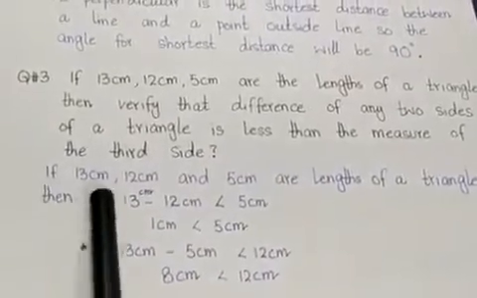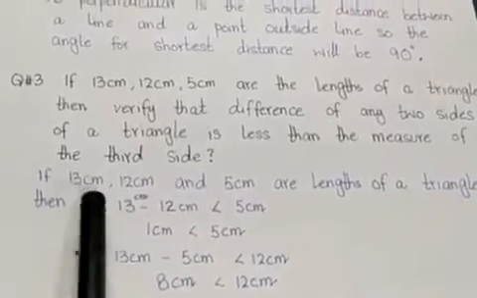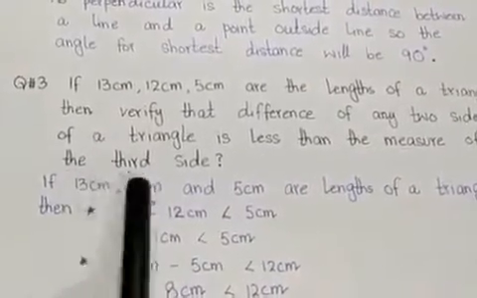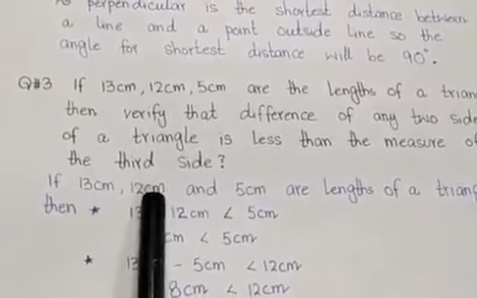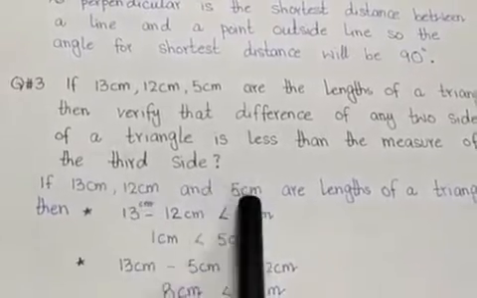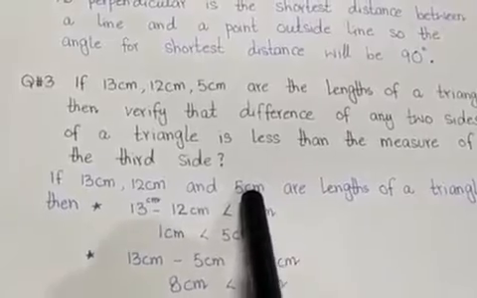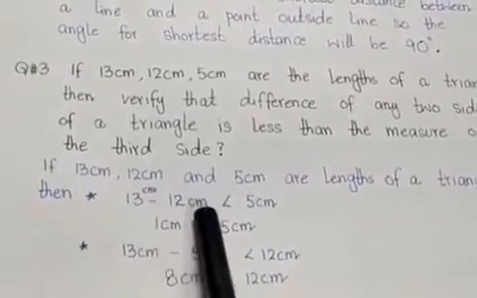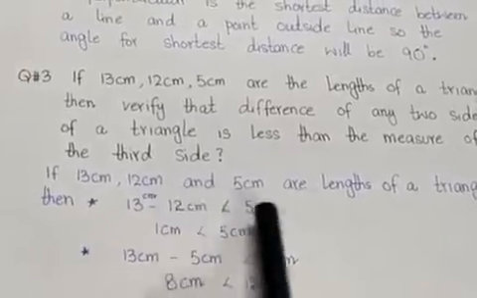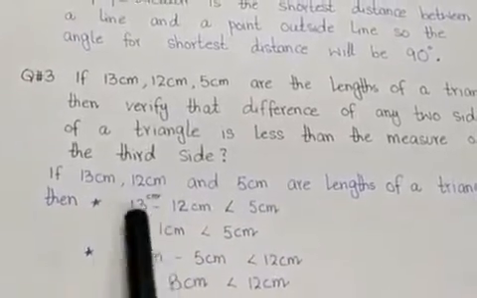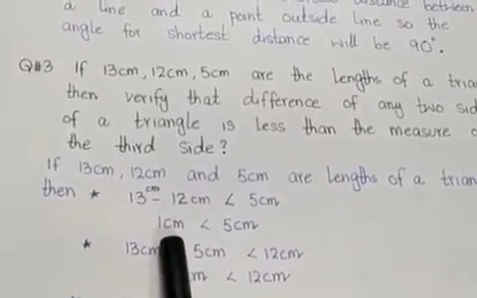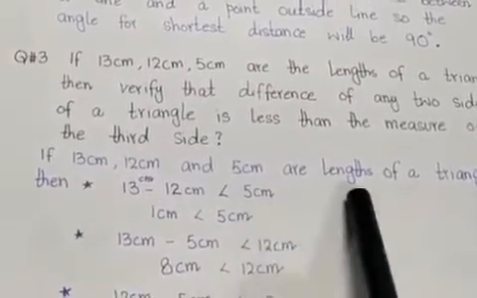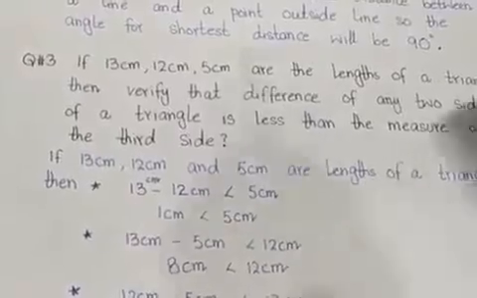Then, first case. If I subtract 13 minus 12, if I take the difference of these two sides, it should be lesser than the third side, means it should be lesser than 5. So take the difference. 13 centimeter minus 12 centimeter, it should be lesser than 5. Here 13 minus 12 is equals to 1 centimeter and 1 centimeter is less than 5 centimeter. It is proved.